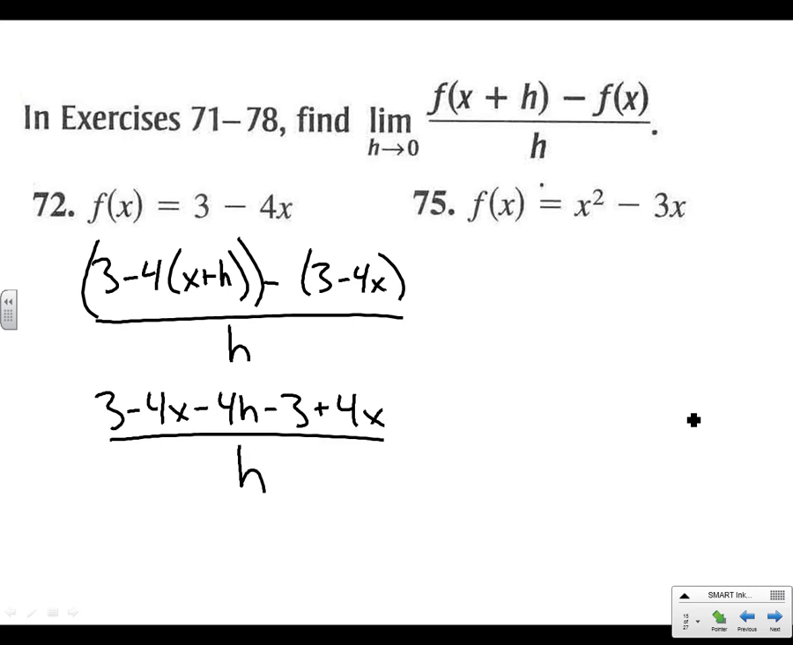What cancels? 3 minus 3 does. Negative 4x and positive 4x does. H and h cancels. Our answer is negative 4. Okay? So on this one, we don't even need to plug in 0 for h because all of the h's have gone away. So our answer there is negative 4.